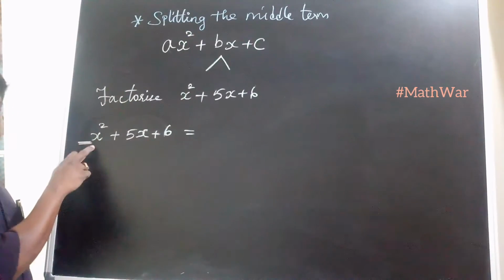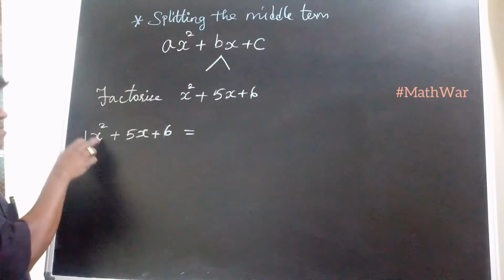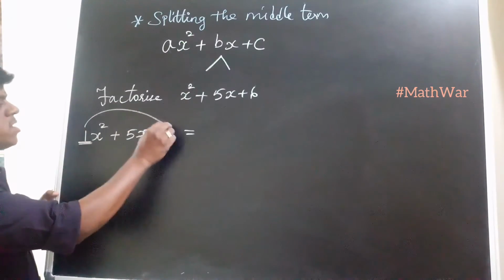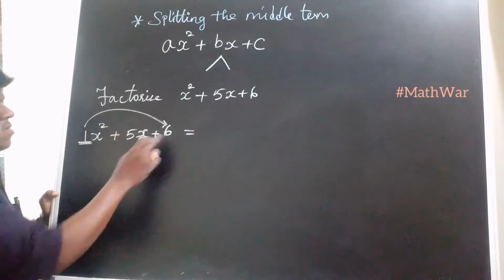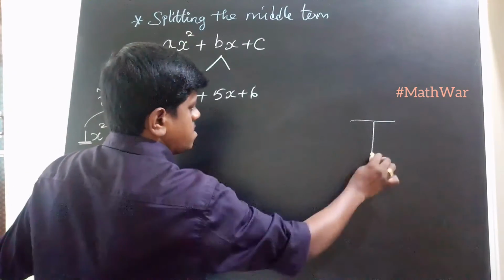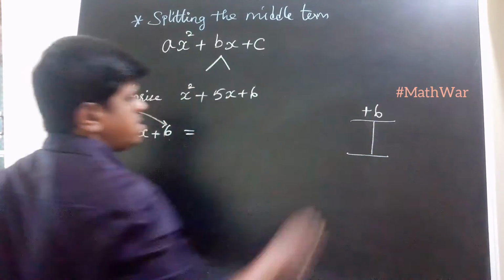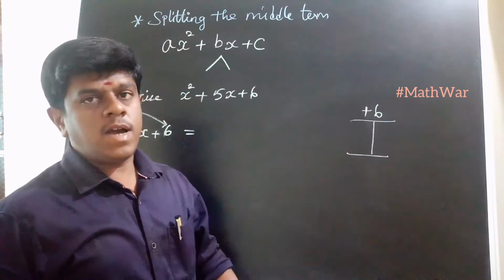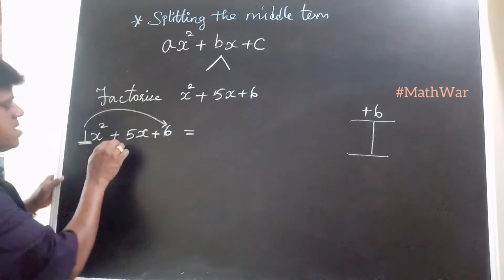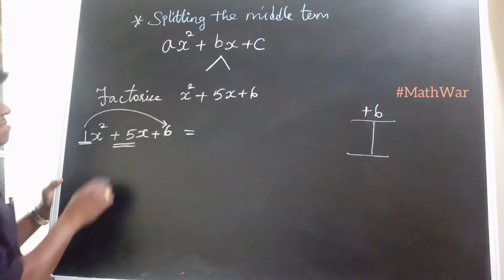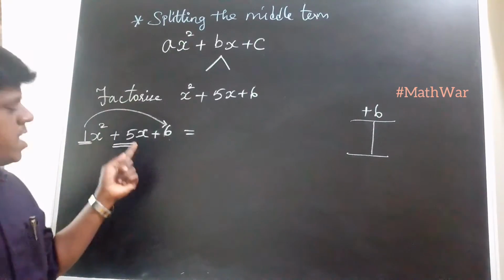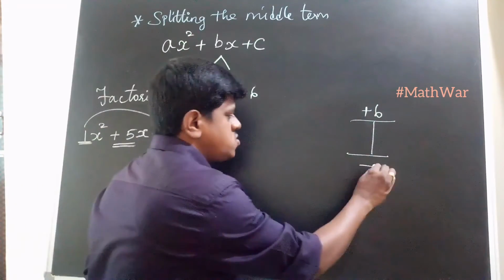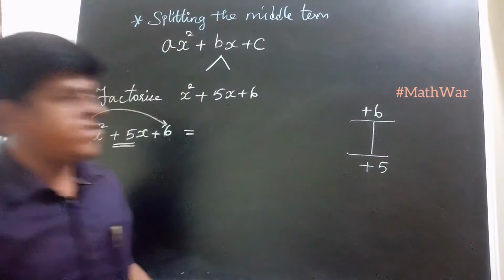Actually, since nothing is there, it is 1. The coefficient of x square should be multiplied by the constant term. So 1 into plus 6, that is 6. That should be written here. Plus 6 should be written at the top of the I. And here you can see the coefficient of x term, it is plus 5, with the symbol you should take. That should be written at the bottom of that I.